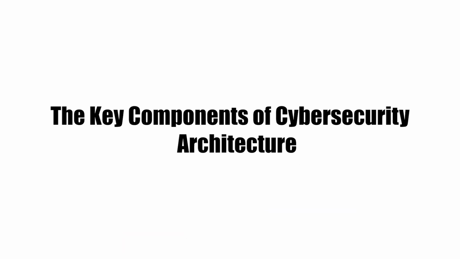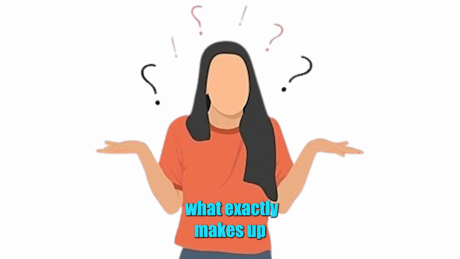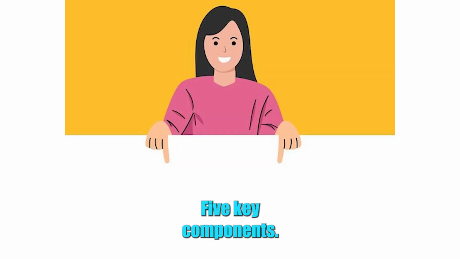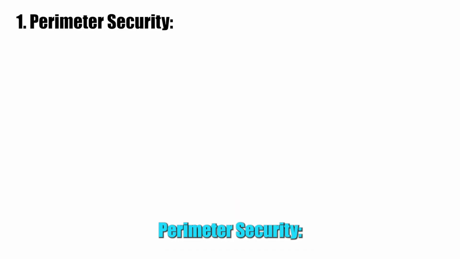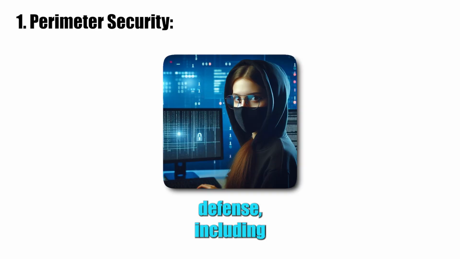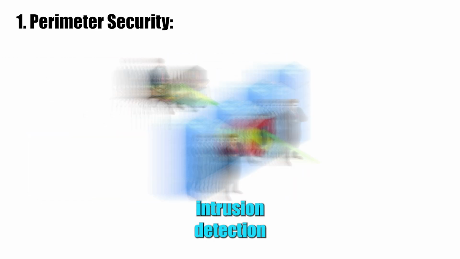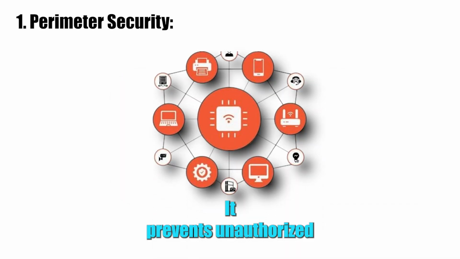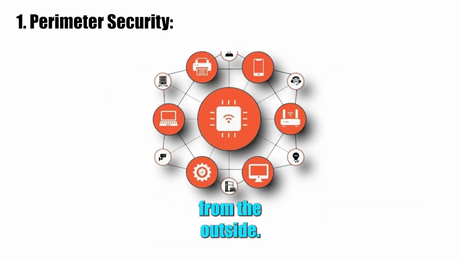The key components of cybersecurity architecture. So, what exactly makes up a solid cybersecurity architecture? Let's break it down into 5 key components. First, perimeter security. This is your first line of defense, including firewalls, intrusion detection systems, and network access controls. It prevents unauthorized access from the outside.